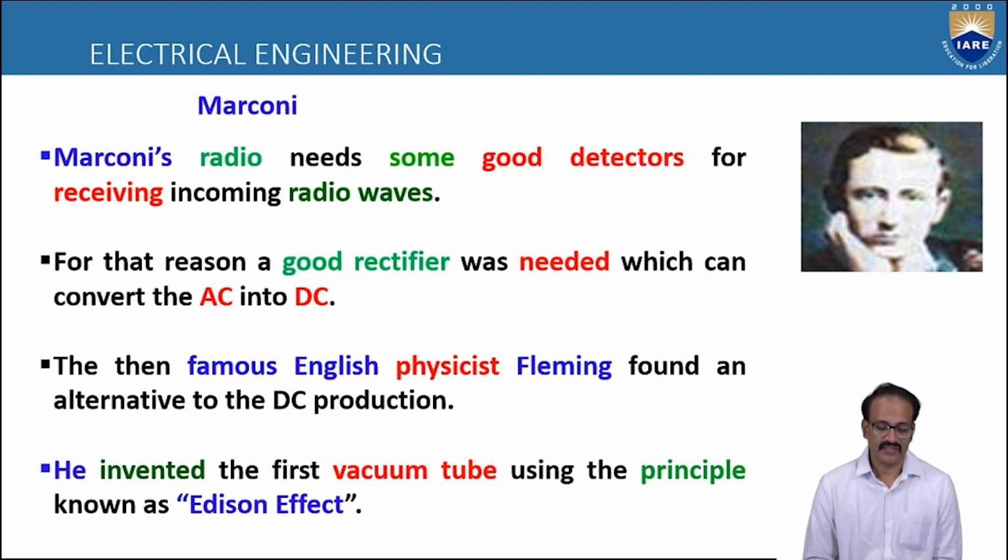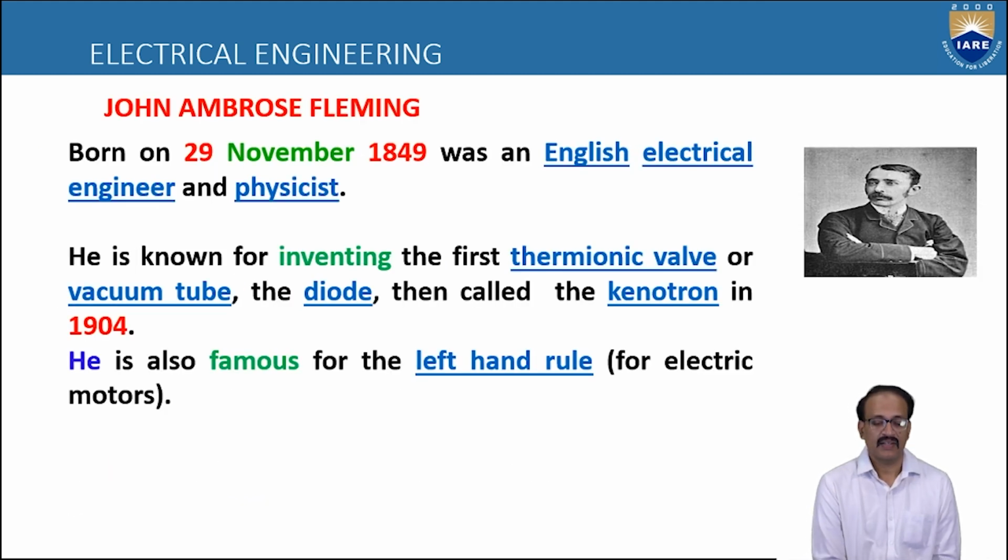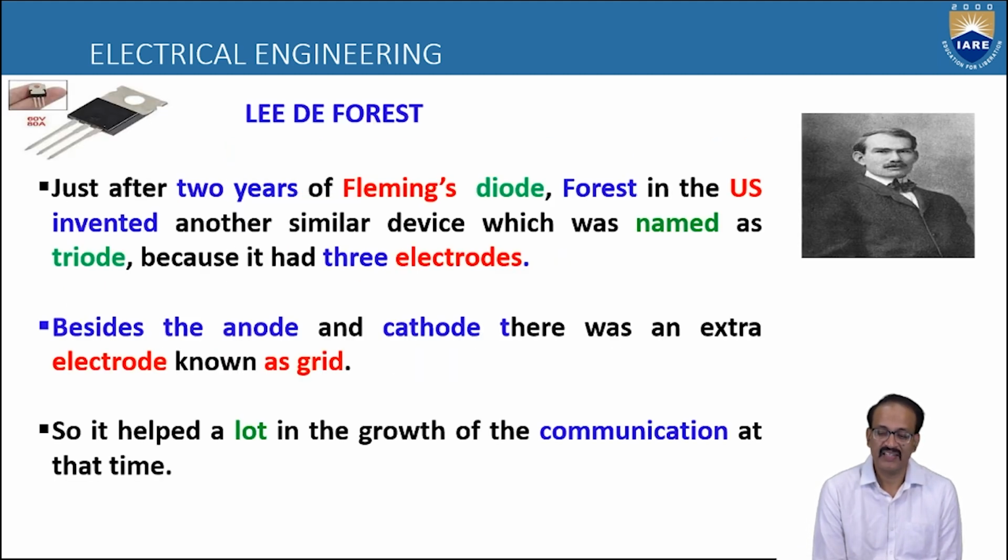Also the vacuum tube, which is known as the Edison effect. John Ambrose Fleming, an English electrical engineer, invented the thermionic valve or vacuum tube in 1904, and he is also famous for his left hand rule. Lee de Forest, just two years after Fleming's vacuum tube diode, produced a similar thing with three electrodes, called a triode. Di means two, and tri means three.